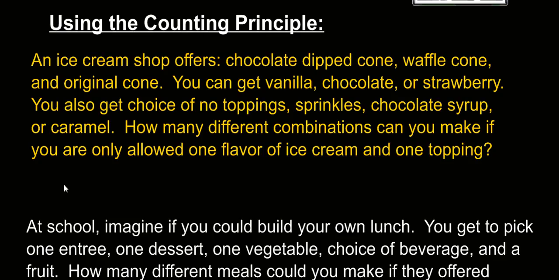Well, we can use the counting principle by counting the number of possibilities. And first, looking at the cones, we have 3 possible cones. And then we also have 3 possible flavors of ice cream and 4 toppings. And when we multiply them, it gives us the number of possible outcomes. And in this case, 3 times 3 is 9, times 4 is 36.